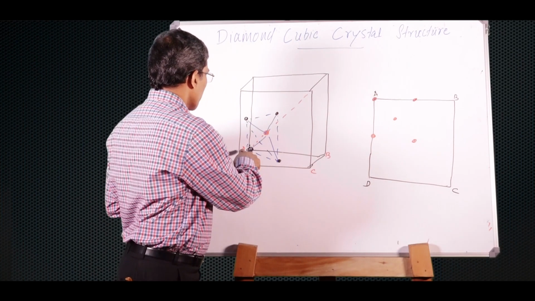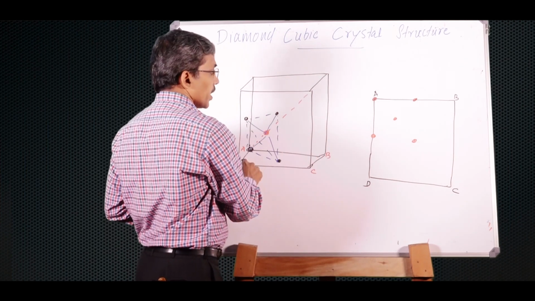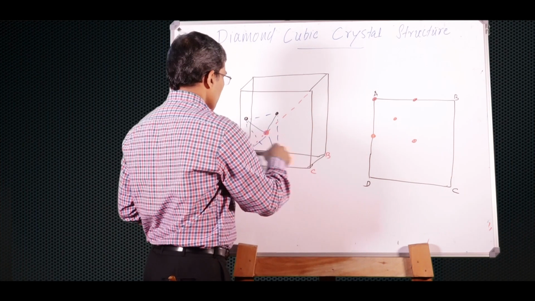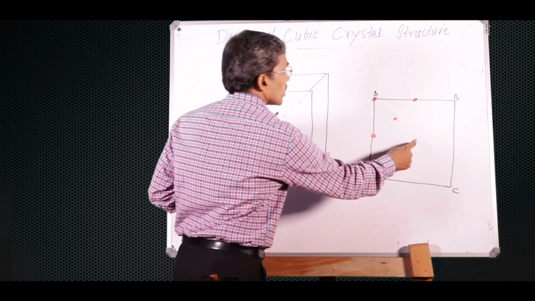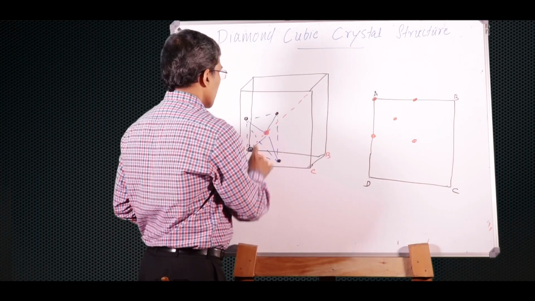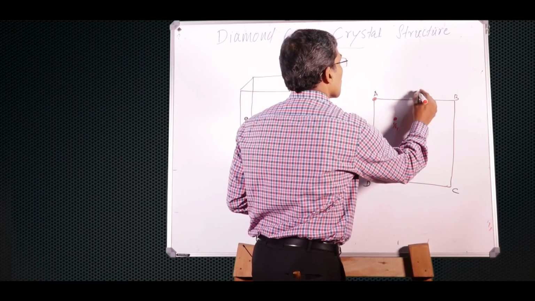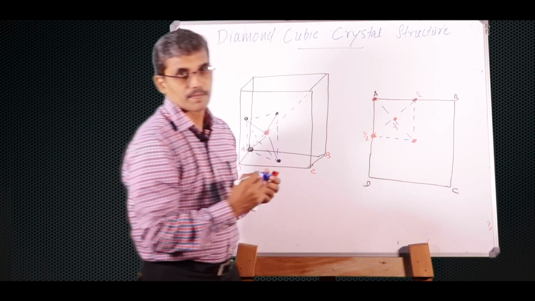That is, we have one corner atom A, then this one is on AD, then this back face center atom that is on AB, and this is the face center atom, that is here, and this is 1/4 above, that is here. So this is 1/4 above, this is half unit above, this is half unit above. So this particular regular tetrahedron looks like a small square in one quadrant.